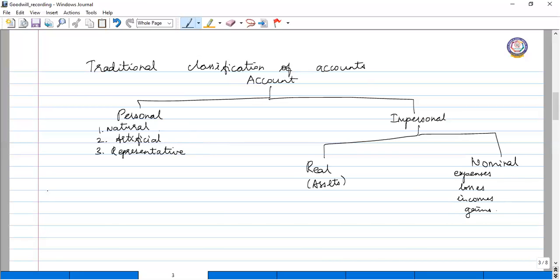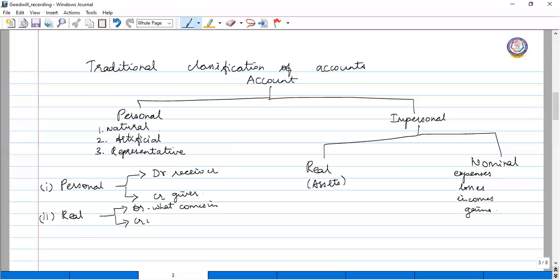Now we'll see the rules for these accounts. What is the dual aspect of personal account, when do we debit and when do we credit? For personal account, we always debit the receiver and credit the giver. That is the rule for personal account. And for real account, which is about the assets of the organization, debit what comes in and credit what goes out.